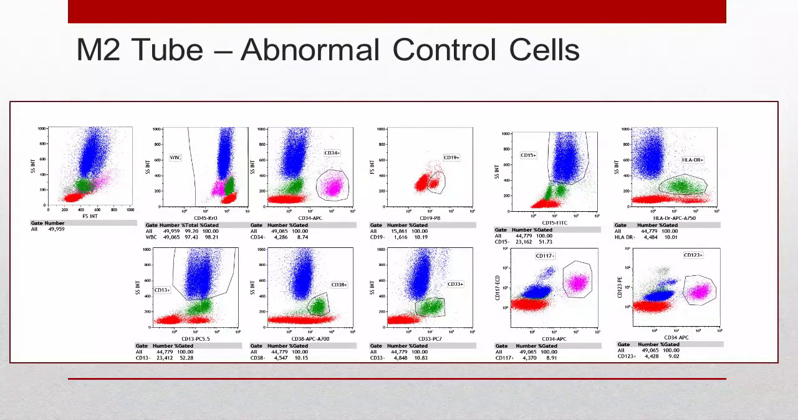And this is what the control cells actually look like. This is the abnormal control cells. There's a normal and an abnormal. The abnormal contains about 9 or 10% abnormal CD34 positive control cells.